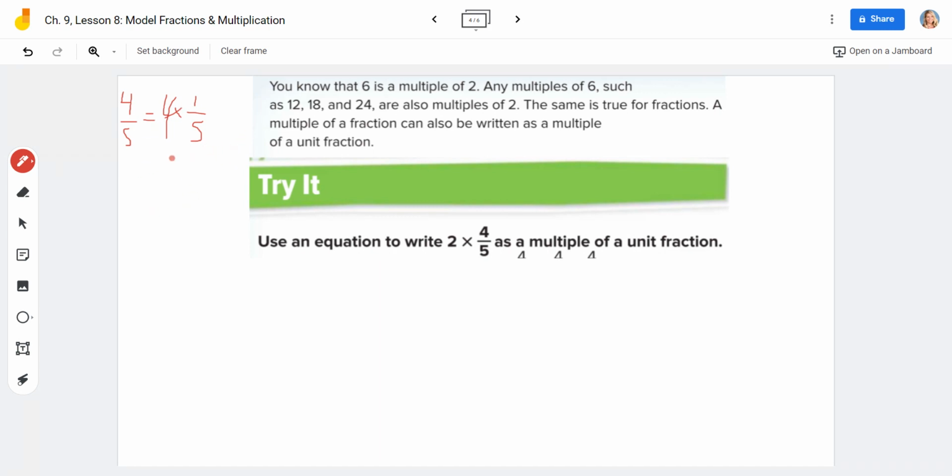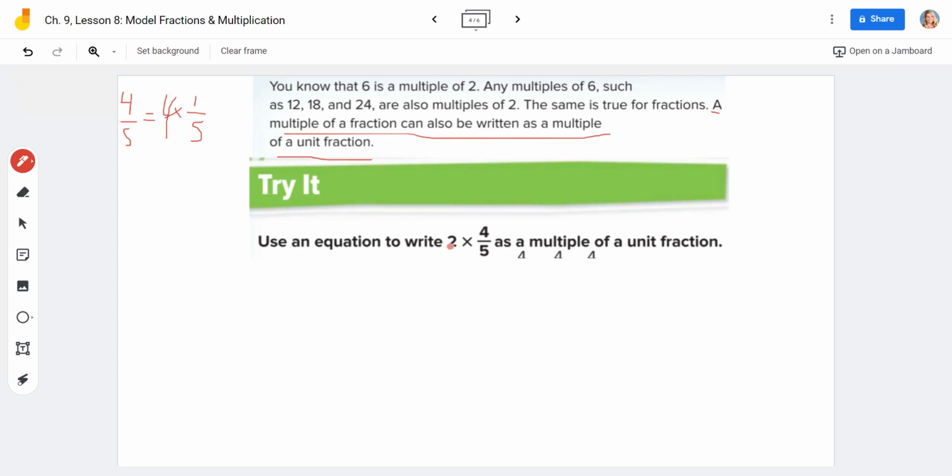All right. You know that 6 is a multiple of 2. 2, 4, 6, 8. So correct. 6 is a multiple of 2. So that means that any multiples of 6, such as 12, 18, and 24, are also multiples of 2. The same is true for fractions. A multiple of a fraction can also be written as a multiple of a unit fraction. All right, so let's take a look here.